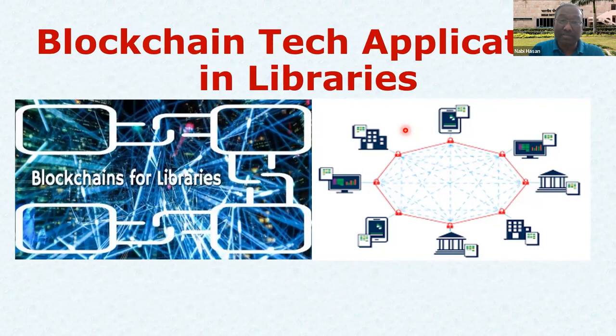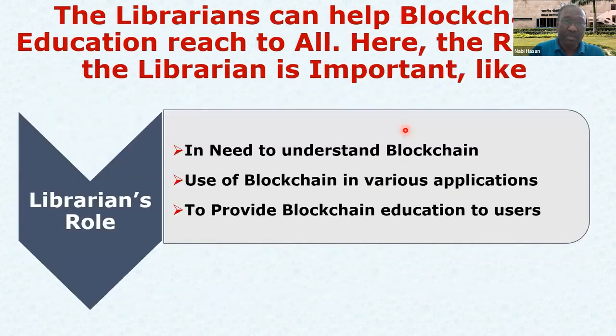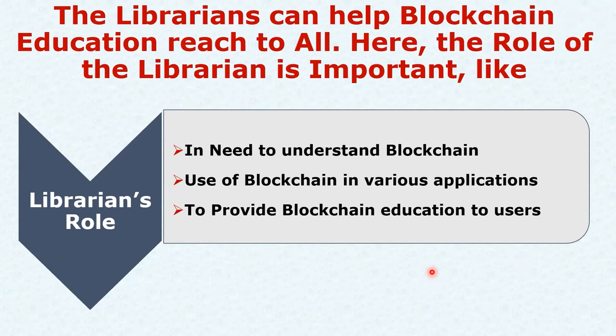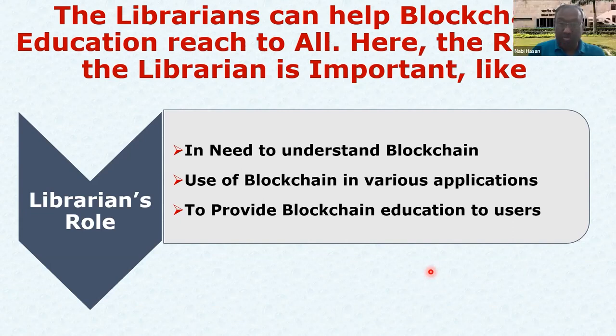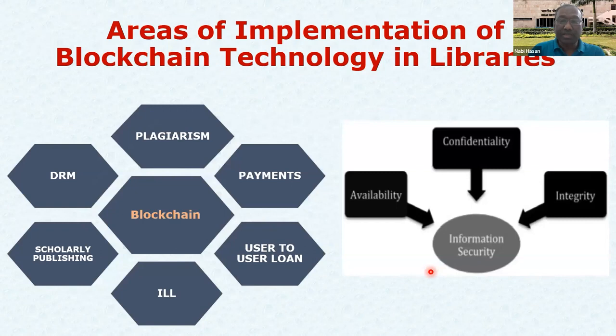Now let's explore the main area, that is blockchain technology application in libraries. So the librarians can help blockchain education reach all. Here the role of the librarian is important, like they need to understand blockchain and the use of blockchain in various applications to provide blockchain education to users. These are some of the areas of implementation of blockchain technology in libraries, which include DRM, scholarly publication, plagiarism, interlibrary loan, including international interlibrary loans, payments, user to user or library to user transactions, etc.